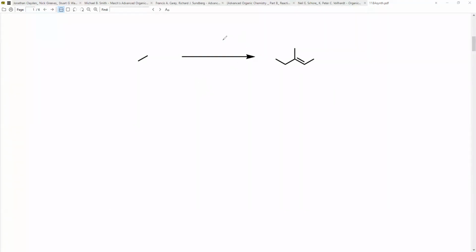So first off, the first thing that I noticed, I noticed kind of two things. One thing that I noticed is that, wow, I started with 2 carbons, and now I have 6 carbons. So I formed a bunch of C-C bonds. Only one way to do that. That is a Grignard, okay? So I'm going to be doing a Grignard reaction in this synthesis.